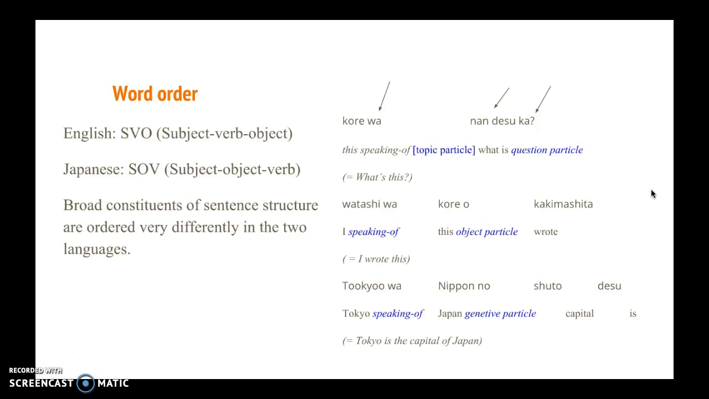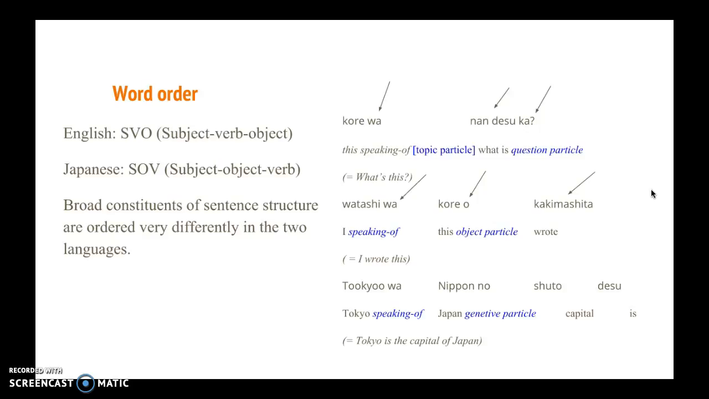Let's take the second example. 私はこれを書きました. So this basically means this wrote. Note the reversed order again, which should be I wrote this in English. So 私, I, and then wa is another particle, which denotes what I'm speaking about. これを, which is the object particle. Then 書きました is a verb.